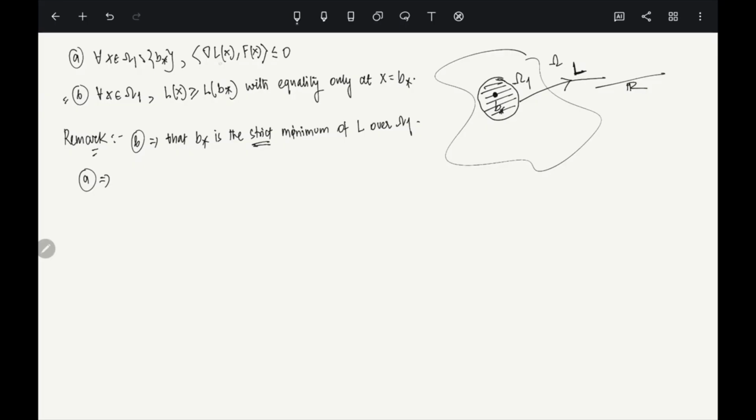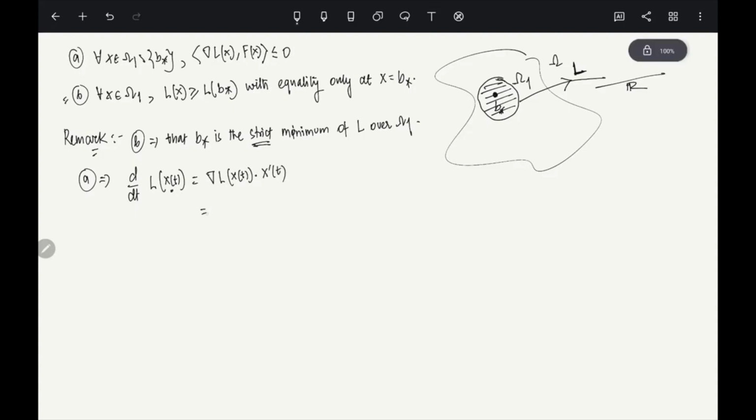It says that the gradient of L acting at f, the dot product of that, has to be less than or equal to 0. What does it mean? Let's look at d/dt of L of x(t). Let's say x(t) is in omega 1. I am defining L of x(t) and taking the derivative. L is C1, so by the chain rule, that will be the gradient of L acting at x of t, and then the derivative of this thing, which is x prime of t.